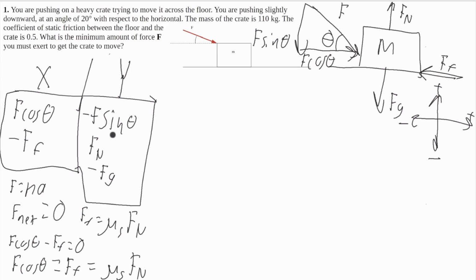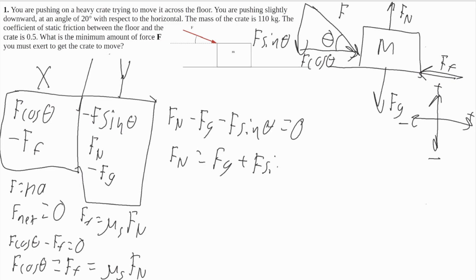And we could get Fn by using the forces in the y component. So we can add them up together. We get Fn minus Fg minus F sine of theta is equal to zero. And this is zero because the acceleration in the y is zero. The box isn't going upward or into the ground at all. So we can say that the normal force is equal to Fg plus F sine theta. So we can plug this whole thing right into there. It'll look something like this.